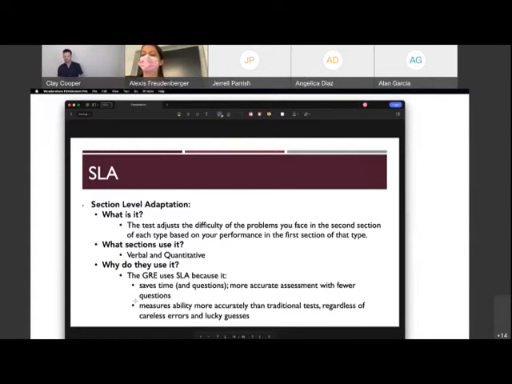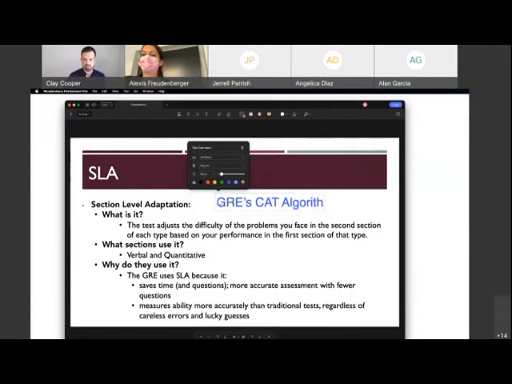What is this? Section level adaptation is the GRE's computer adaptive testing algorithm. Computer adaptive testing means tests that get harder or easier live, depending on how you're doing.